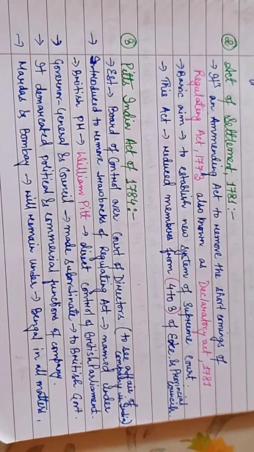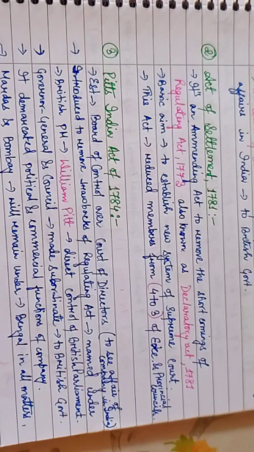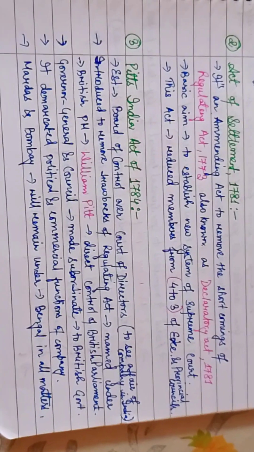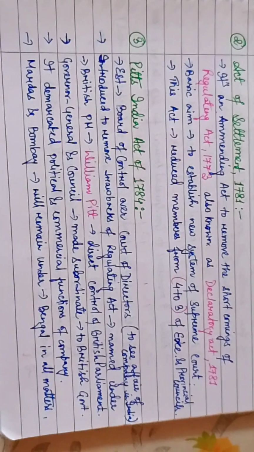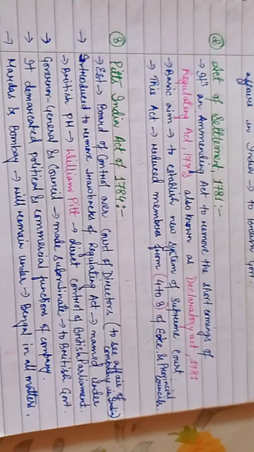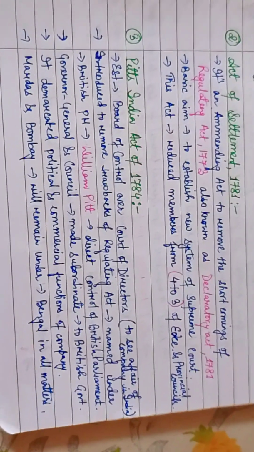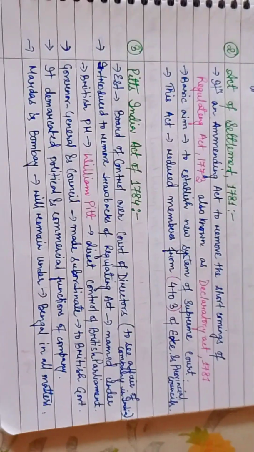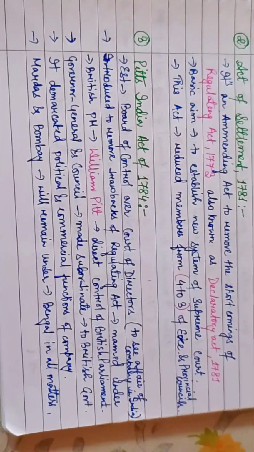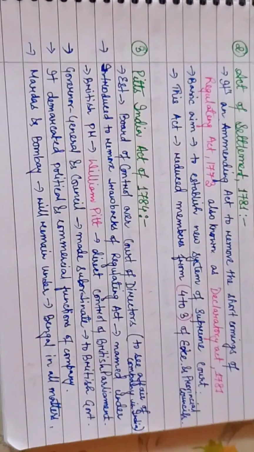It demarcated political and commercial functions of the company. Demarcated means set boundaries or limitations. This particular act set boundaries for the company to have their political and commercial functions, that you can't do anything further than the set boundaries. And the Governors of Madras and Bombay will still remain under the control of the Governor General of Bengal in all matters.